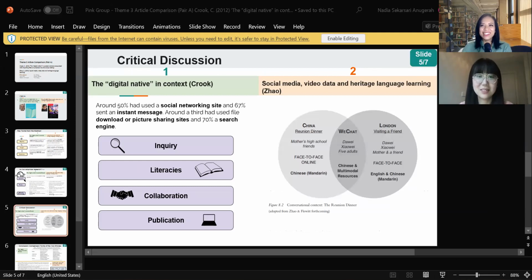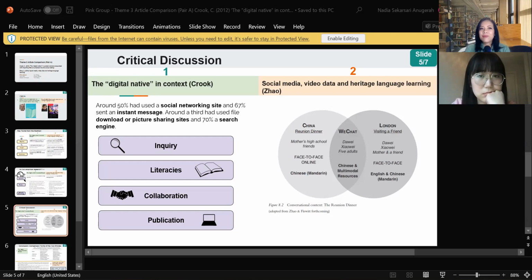So here's the critical discussion. In terms of the critical discussion, we noticed that Crook acknowledged the previous research by other researchers that mentioned the engagement of students with the internet is biased towards consumption rather than production. But Crook is rather unsatisfied with this conclusion, and he didn't want to declare that the digital natives are not that native.